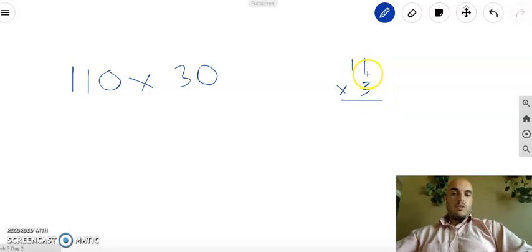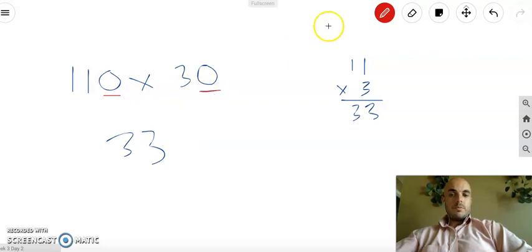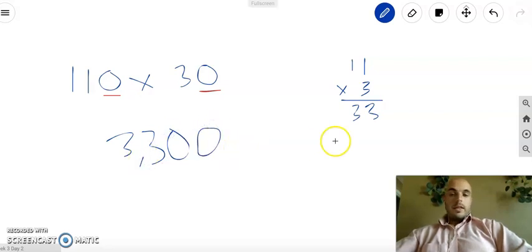I'm going to take 3 and multiply it times 1 here is 3. 3 I'm going to multiply times the 1 here in the tens place. 3 times 1 is 3. So we brought this 11 and this 3 together, and I've got 33. Now, how many zeros do I have? I've got 1, 2 zeros. So I'm bringing those down, and I have 1, 2 zeros. So 3,300.